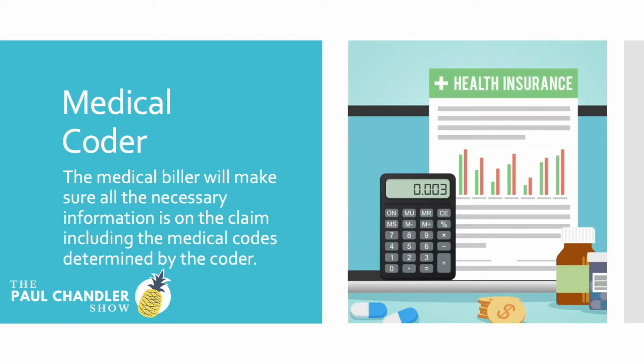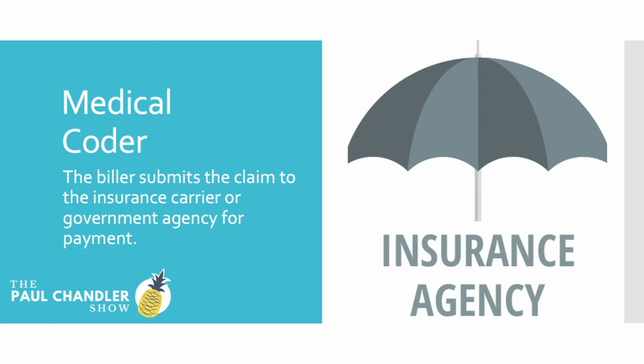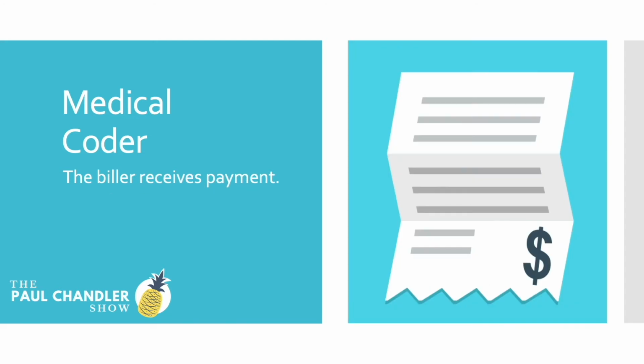The medical biller will make sure all the necessary information is on the claim, including the medical codes determined by the coder. The biller submits the claim to the insurance carrier or government agency for payment. Then, hopefully, the biller receives payment for the claim.